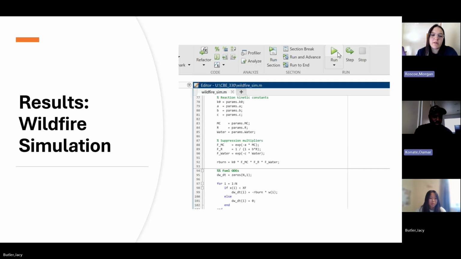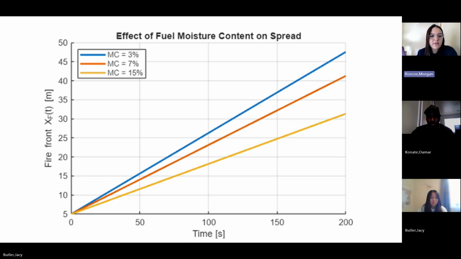This wildfire simulation shows how the fuel density changes over time with the fire front. As you can see, this simulation shows the greatest amount of fuel density is where the fire front's current position is, and the lowest amount is ahead of the fire front. This graph shows the effect moisture content has on the spread of a wildfire at 3, 7, and 15%.